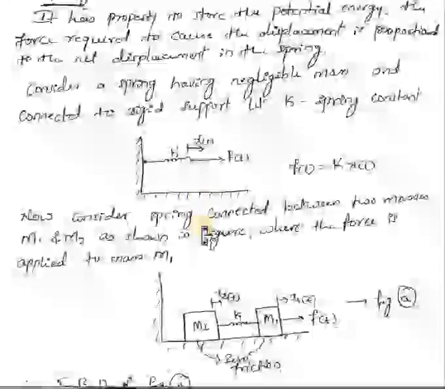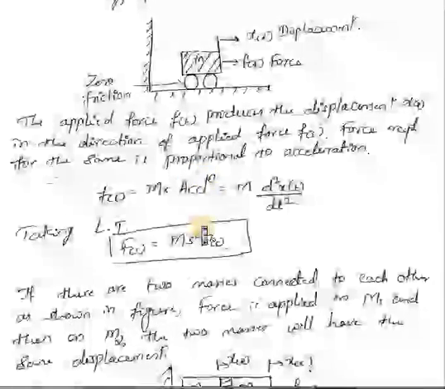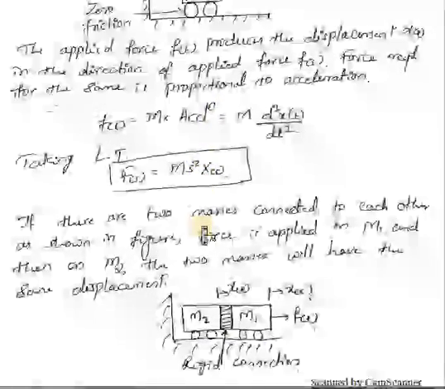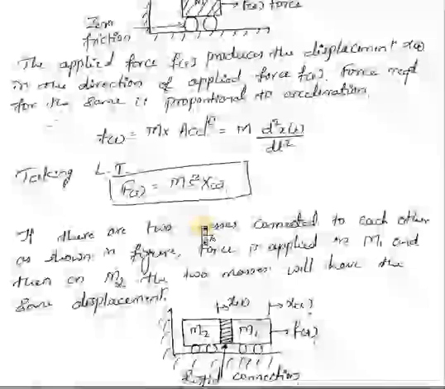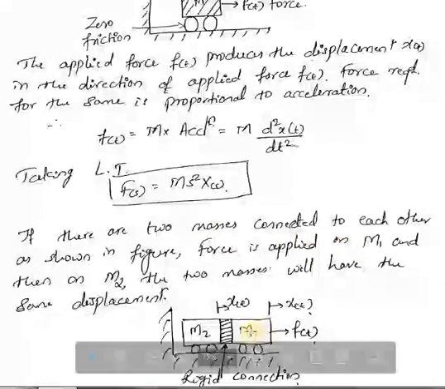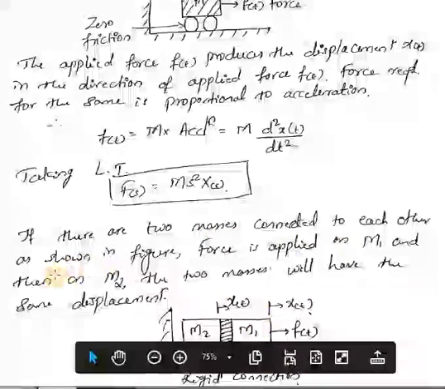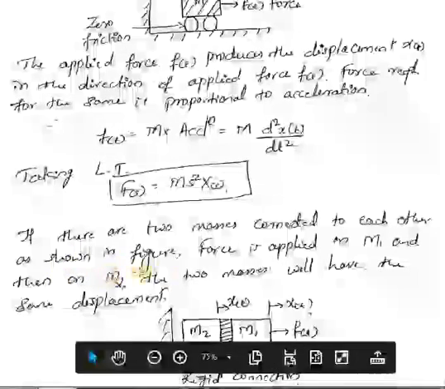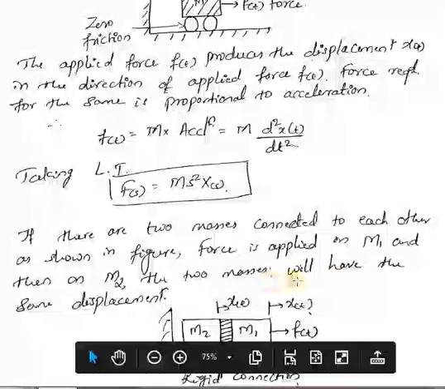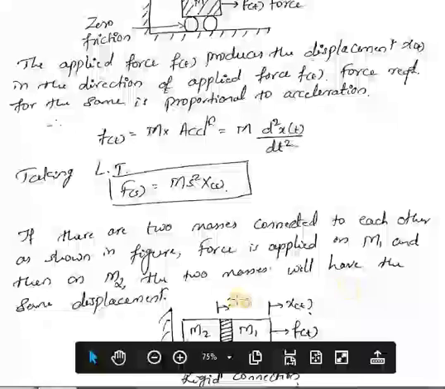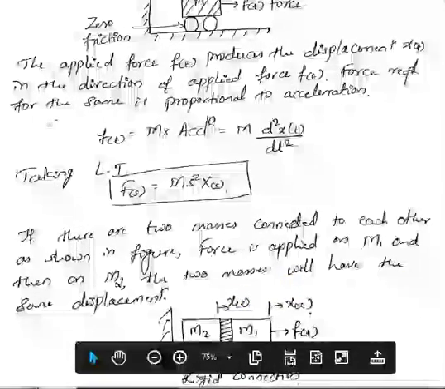Suppose there are two bodies which are rigidly connected and the force is applied on the mass m1 as shown in the figure, then on m2. Here the two masses will have the same displacement because this connection is rigid.